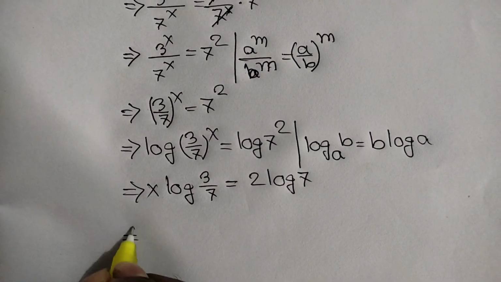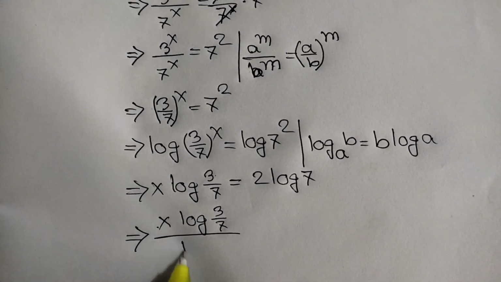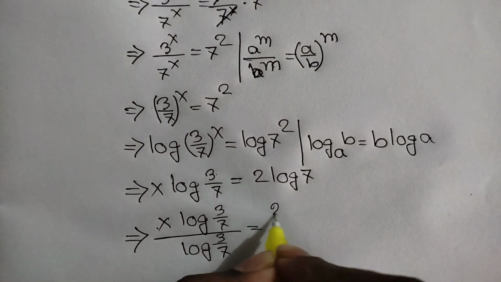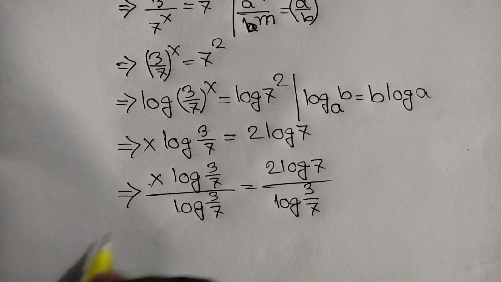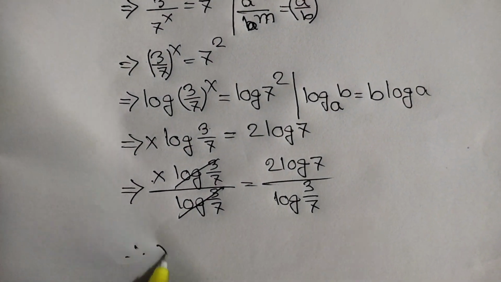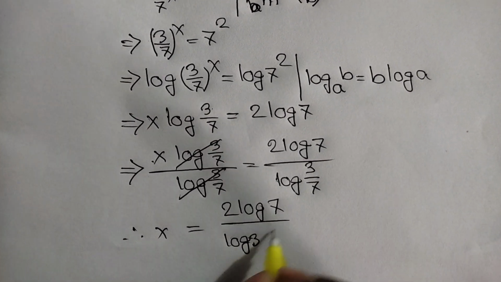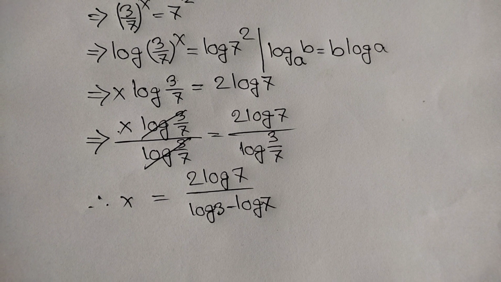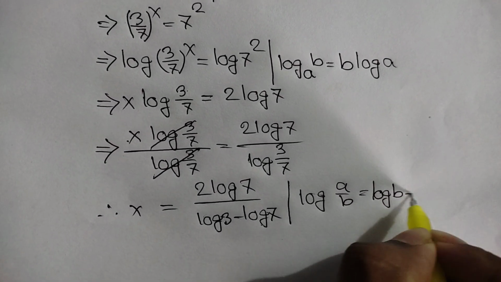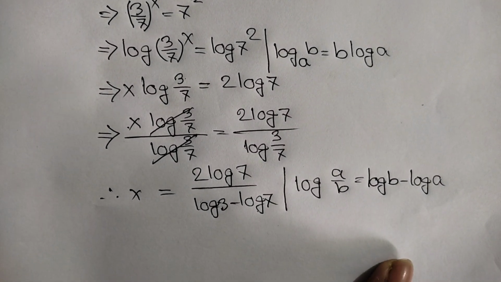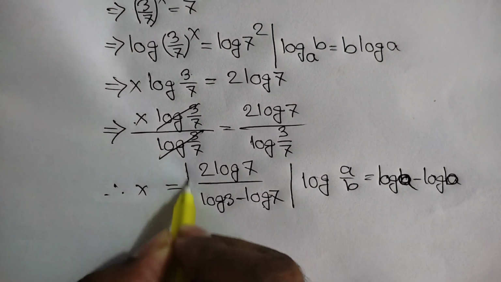Now divide both sides by log 3 over 7. We can write x log 3 over 7 over log 3 over 7 is equal to 2 log 7 over log 3 over 7. This log cancels out this log, so x is equal to 2 log 7 over log 3 minus log 7, because log a by b is equal to log a minus log b. So this is the value of x.